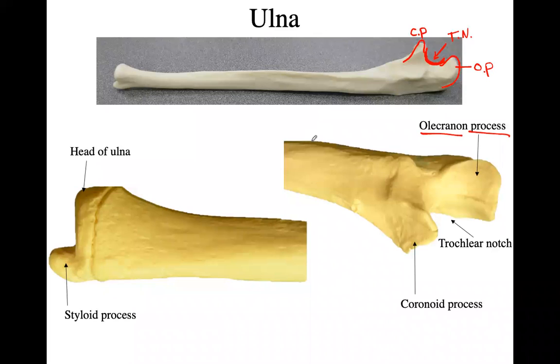Hopefully that makes more sense. On the distal end of the ulna, basically this is where you get close to your wrist. You have this little bony piece that is sticking out called the styloid process. And on the opposite side of this, you have the head of your ulna.